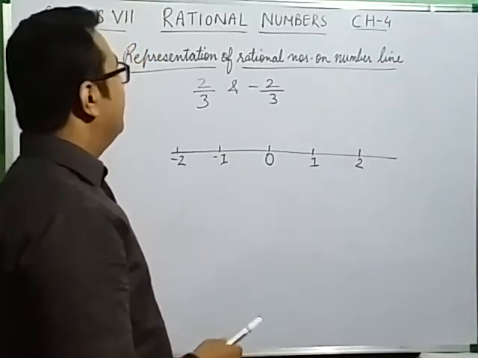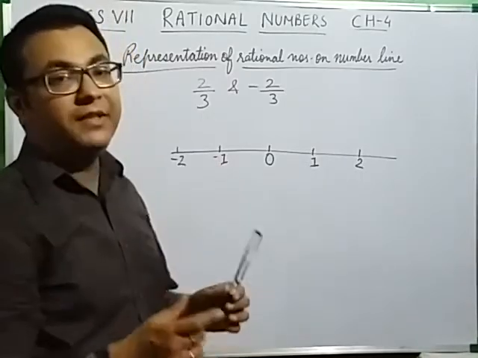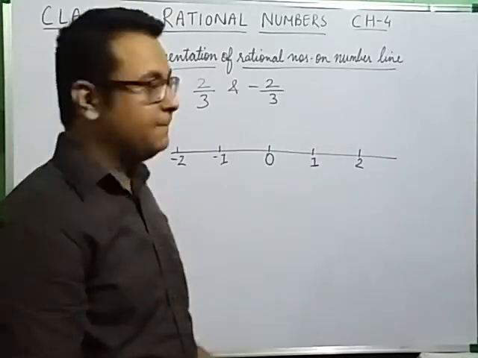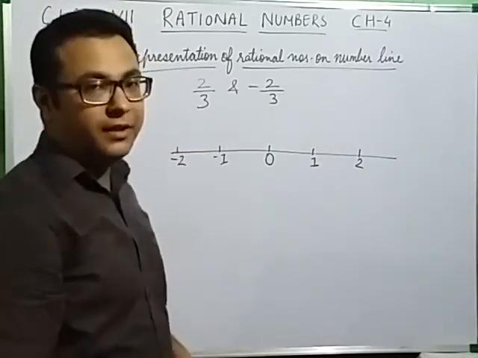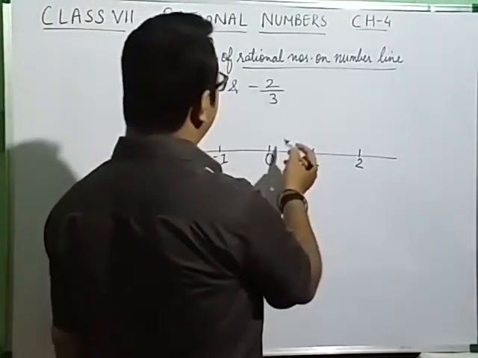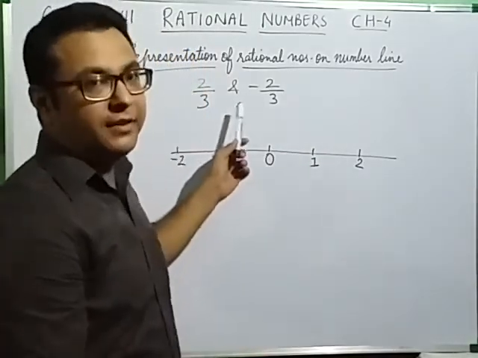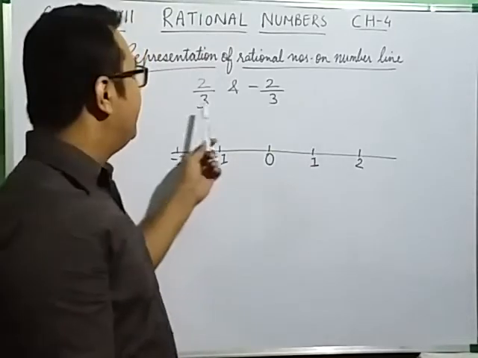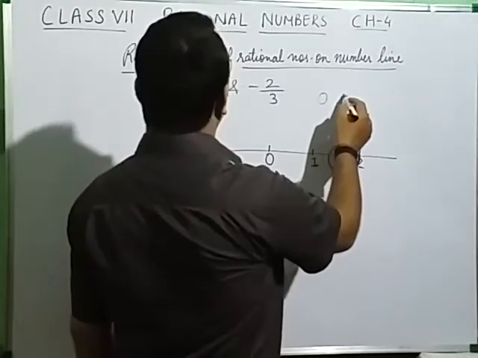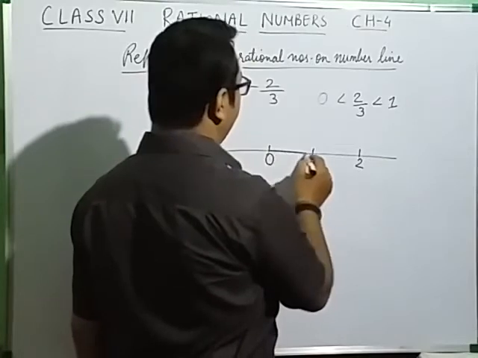Next step, we have to find between which two numbers the given rational number lies, that is whether it lies between 0 and 1 or 1 and 2. As you can see, 2 upon 3 is a proper fraction, and it is greater than 0 but less than 1. If the question would have been 3 upon 3, then it would have been equal to 1, but here it is 2 upon 3, so it should be less than 1. So it's clear that 2 upon 3 lies between 0 and 1, somewhere here.